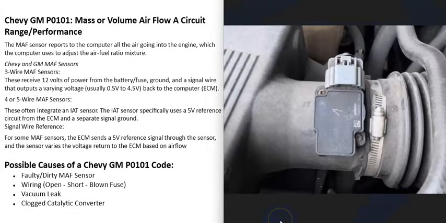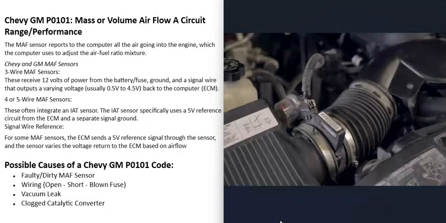Well, there's what's called a mass airflow sensor or MAF sensor that's going to be located on the air intake box. And all it does is it reports back to the computer how much air is going into the engine. And the computer uses that information to adjust the air-fuel ratio mixture. But when you get this P0101 code, the computer's seen a problem with this sensor, and so it's got to be troubleshot to know why.